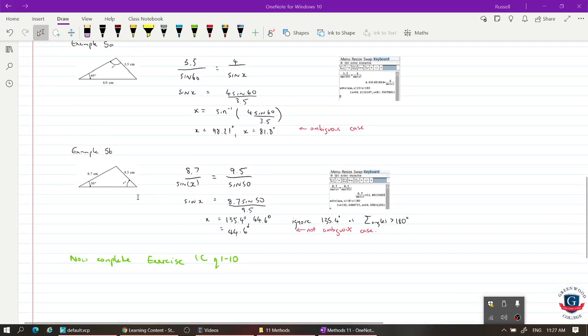Example 5b, we've been given angle x and its opposite side, angle 90 and its opposite side, indicating to us it's a sine rule case. I've set it up over here, I don't think I have to explain it anymore. Solved it between 0 and 180, and got two angles, 135 and 44.6. 135 plus 50 is 185, which is more than 180 degrees. We can ignore that case, and only one of them is a valid solution, 44.6.